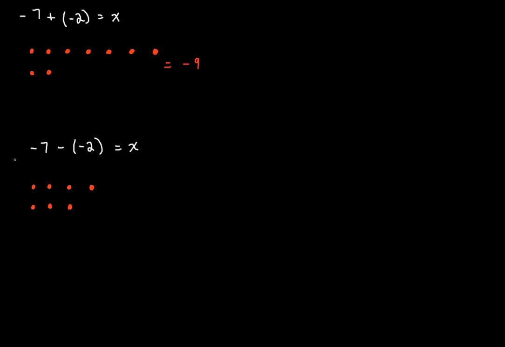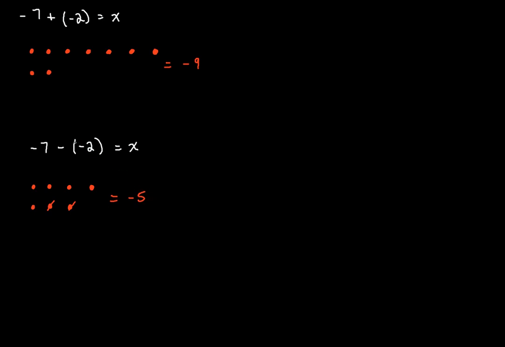That changes things a bit, because rather than adding to this set of dots, I'm actually going to take away from this set of dots. So I've got this -7 minus -2. I'm going to take away those two -2 dots. And what I'm left over with are 1, 2, 3, 4, 5 negative dots. So if I take -7 and subtract a -2, I'm actually going to end up with a -5.